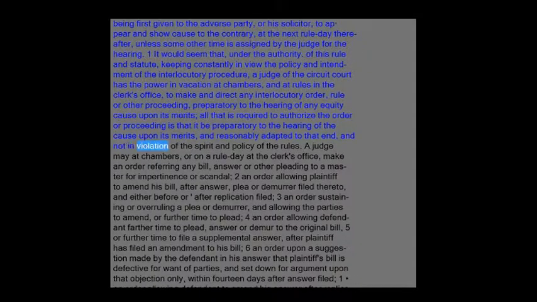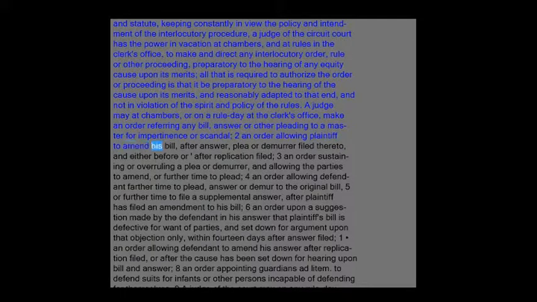All that is required to authorize the order or proceeding is that it be preparatory to the hearing of the cause upon its merits, reasonably adapted to that end, and not in violation of the spirit and policy of the rules. A judge may at chambers, or on a rule day at the clerk's office, make an order referring any bill, answer or other pleading to a master for impertinence or scandal; or an order allowing plaintiff to amend his bill, after answer, plea or demurrer filed thereto, and either before or after replication filed.